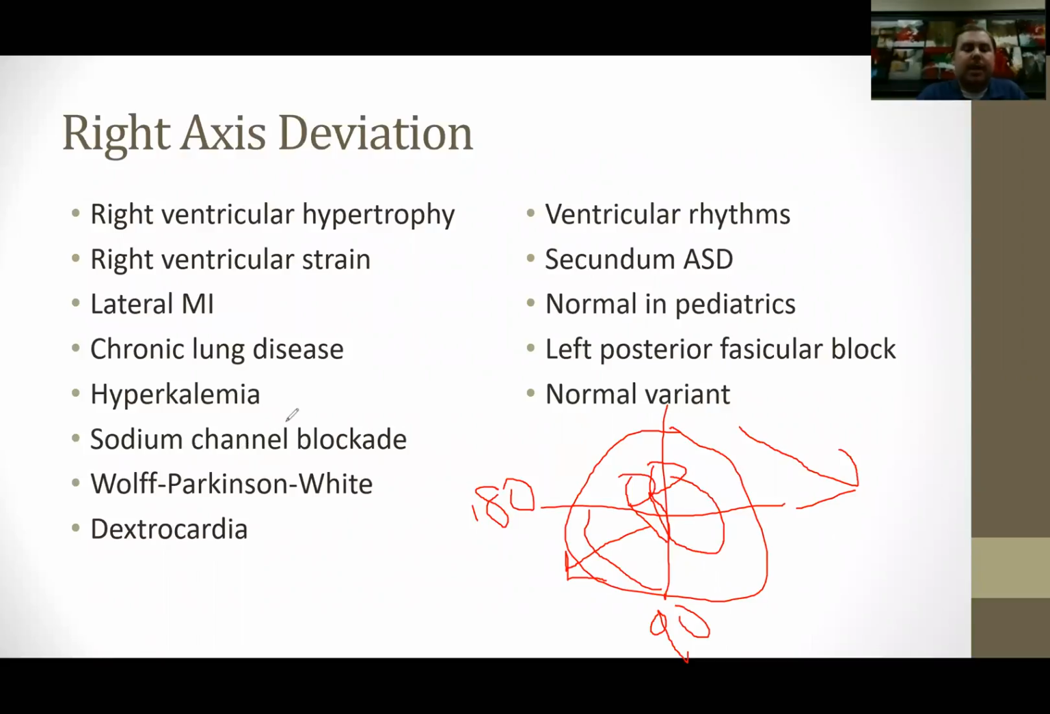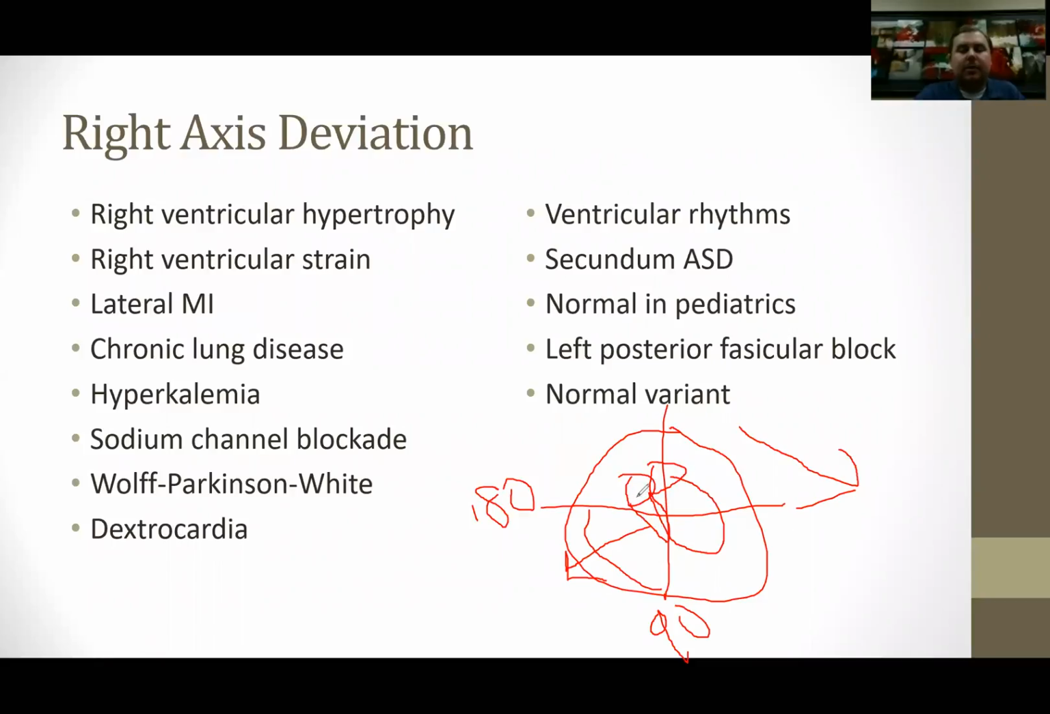Sodium channel blockade does kind of the same thing as hyperkalemia, and it pulls the heart towards the right. Wolff-Parkinson-White. So Wolff-Parkinson-White is what I said is coming from that short PR interval. And the way that happens is it's bypassing the AV node.